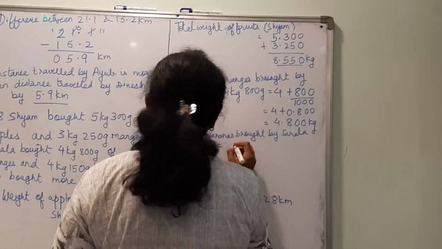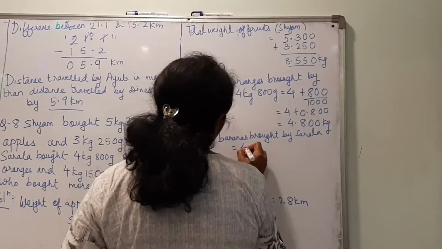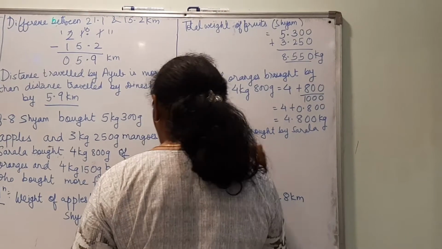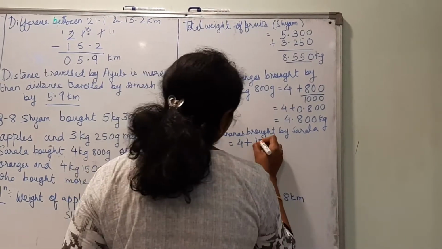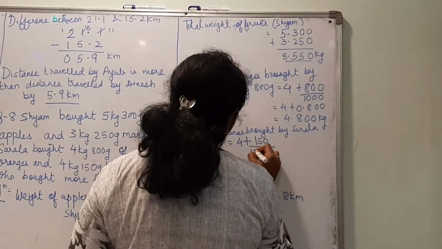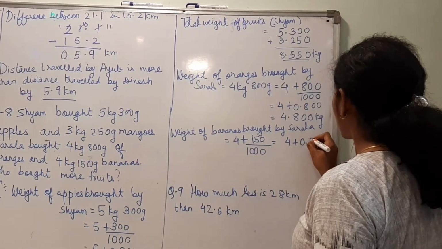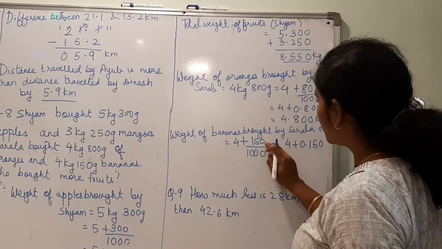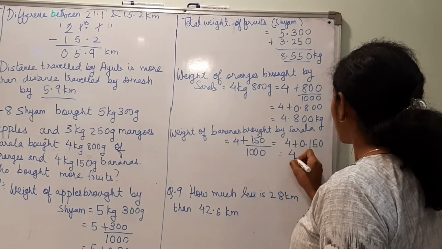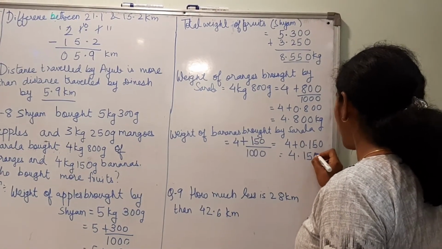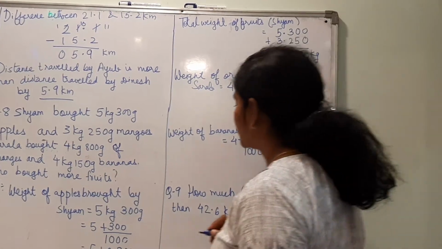How much? 4 kg 150 grams. So 4 plus 150 by 1000. This is 4 plus 0.150. Before 3 digits. So 4.150.